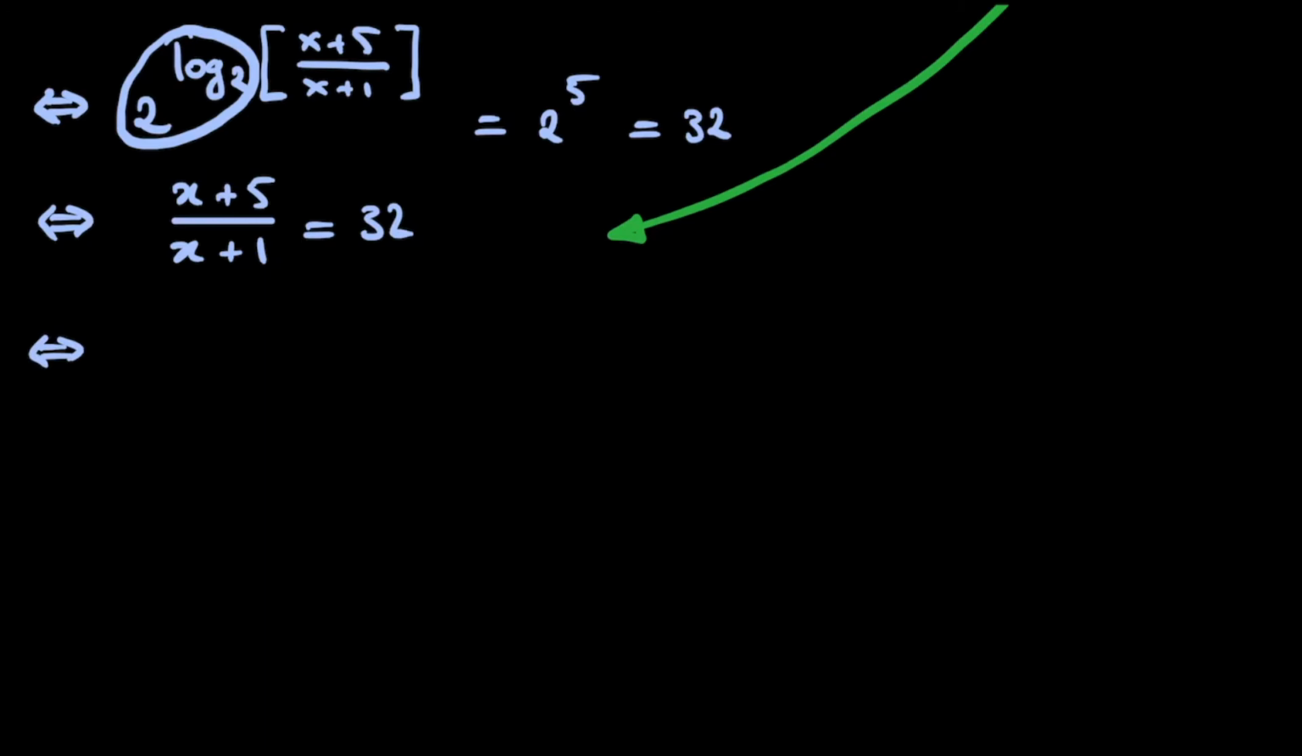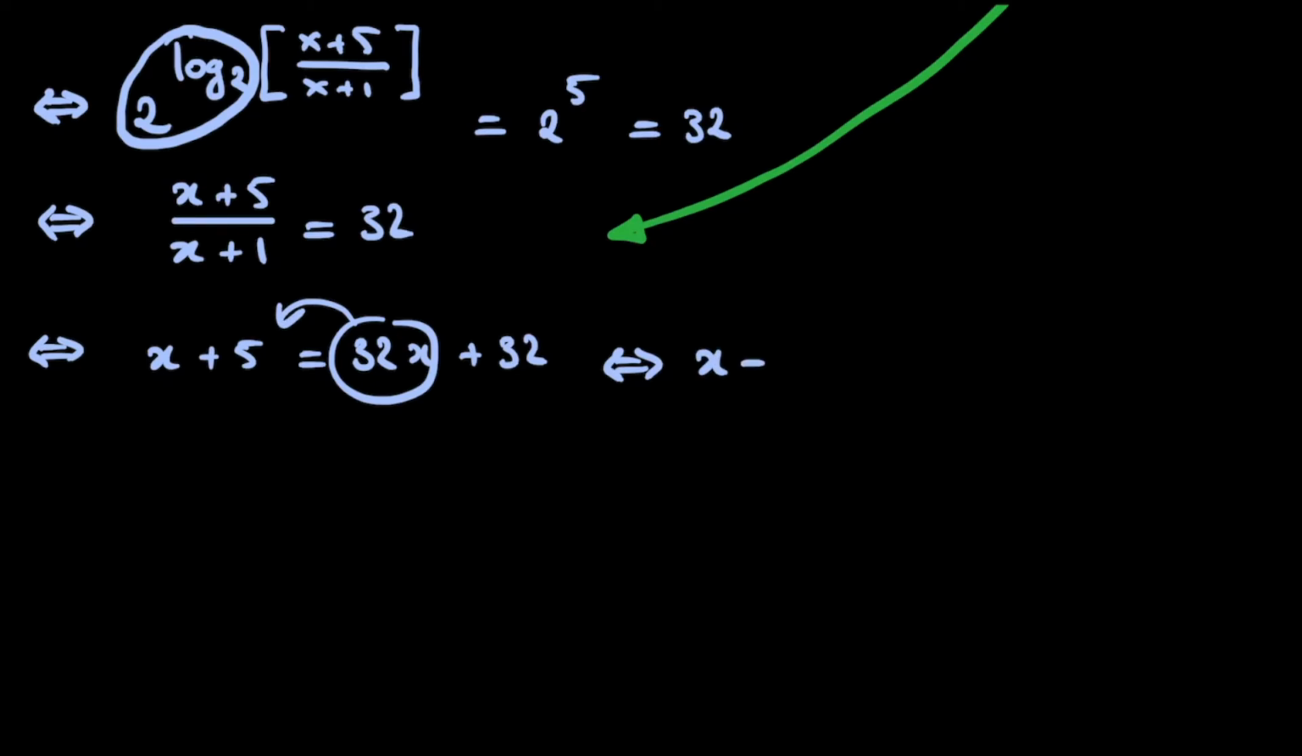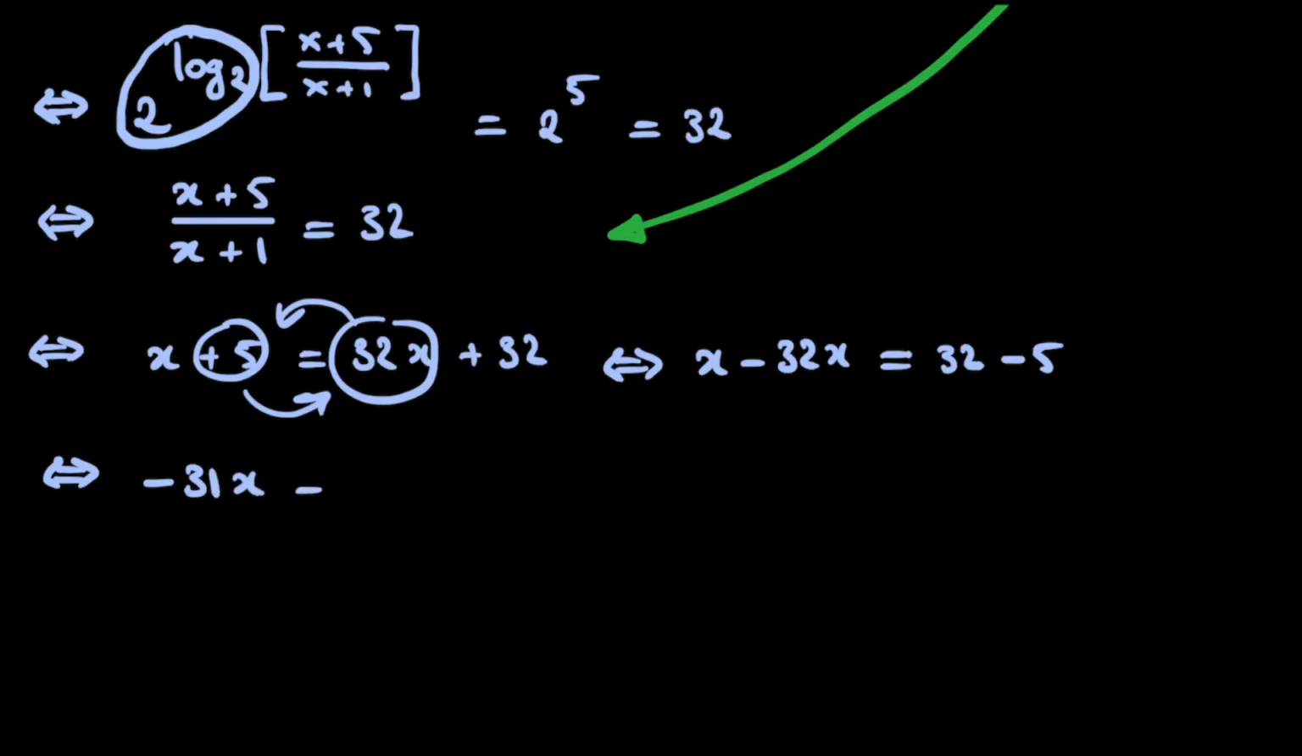We find, of course, by bringing this denominator to the other side of the equality sign, that x plus 5 has to be equal to 32x plus 32. Bringing all terms with an x to the left-hand side of the equality sign, so bringing this term to the other side, we find that x minus 32x is equal to 32 minus 5, bringing this plus 5 to the other side. This can be very easily calculated to be minus 31x is equal to 27, or simply finding our solution that x is equal to 27 divided by minus 31.